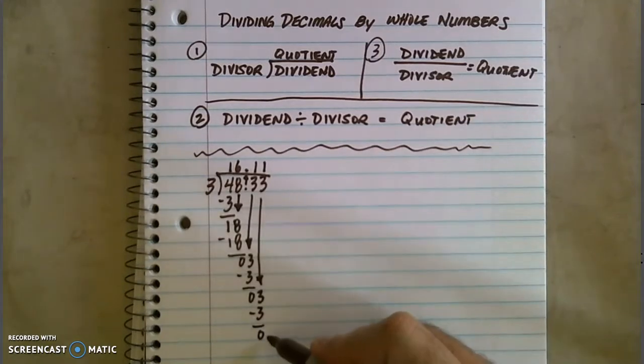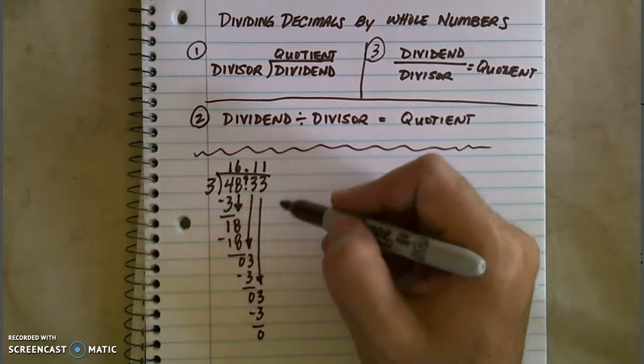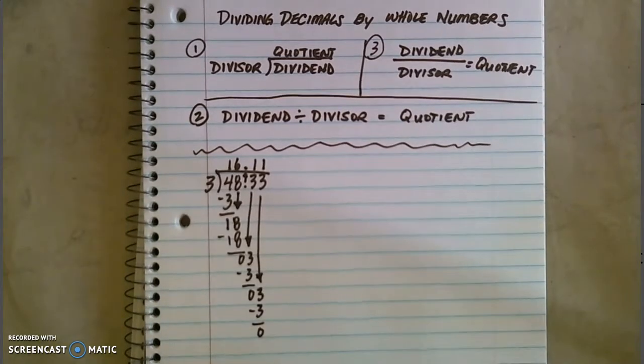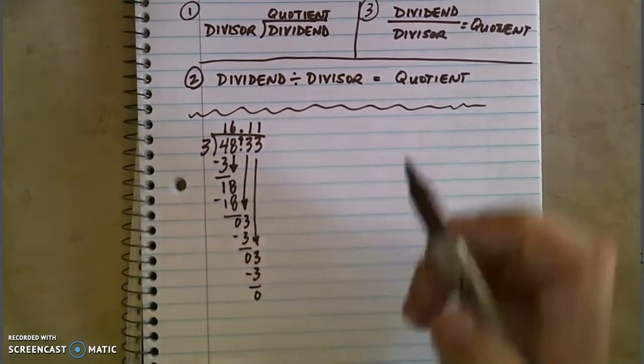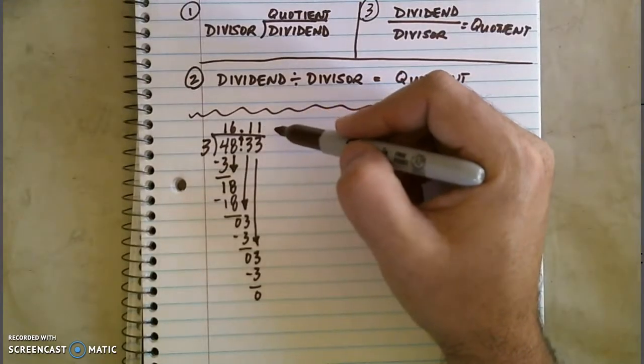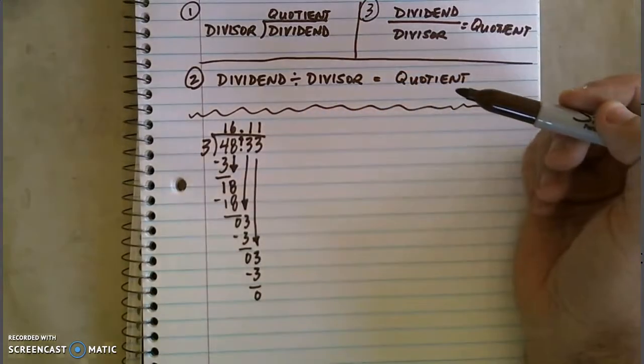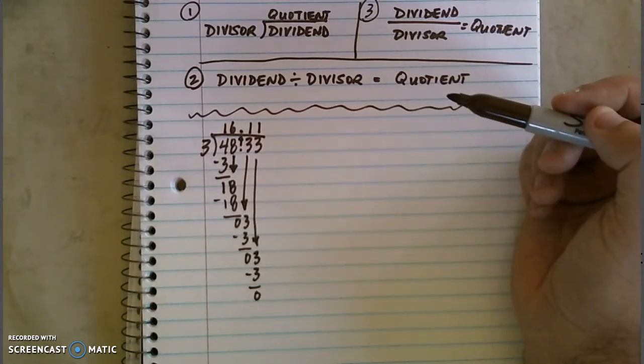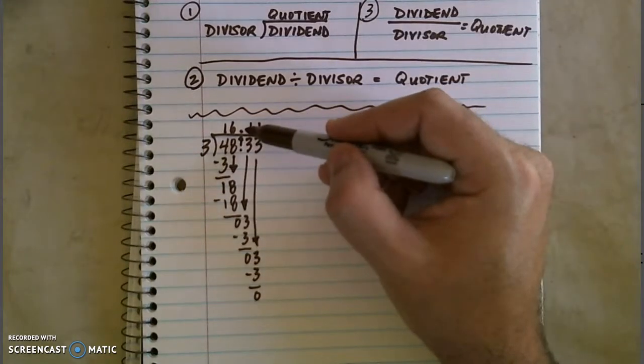This time I end it with 0. I have no more numbers to bring down, so my problem is finished. My answer would be 16 and 11 hundredths, or to go back to my situation, each person would receive $16.11. So again, you see that the division process is identical.